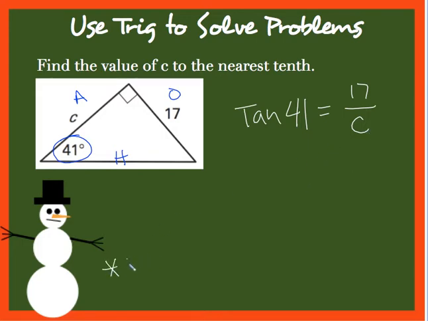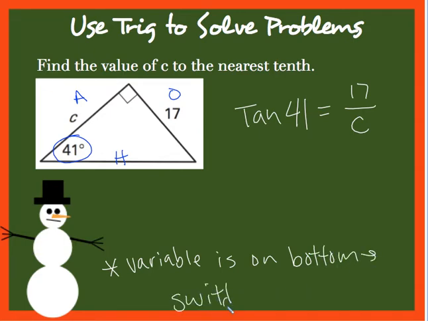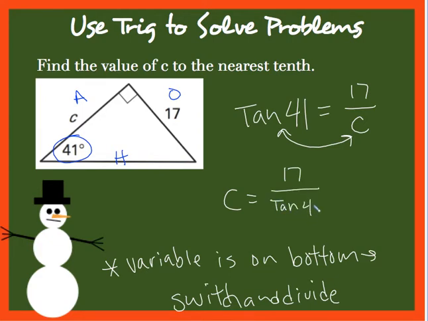Now I want to write this down too. If the variable is on bottom, you do what I call switch and divide. That's terrible handwriting, sorry. So this is just solving an equation, but if you just switch these two completely, you will be able to solve that in your calculator. Otherwise, you'd have to multiply by x and then divide by tangent of 41. So if you can just memorize that step, it'll save you some time.